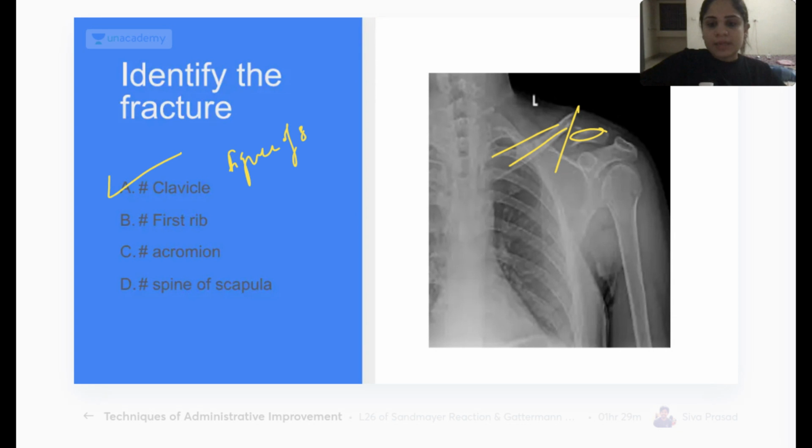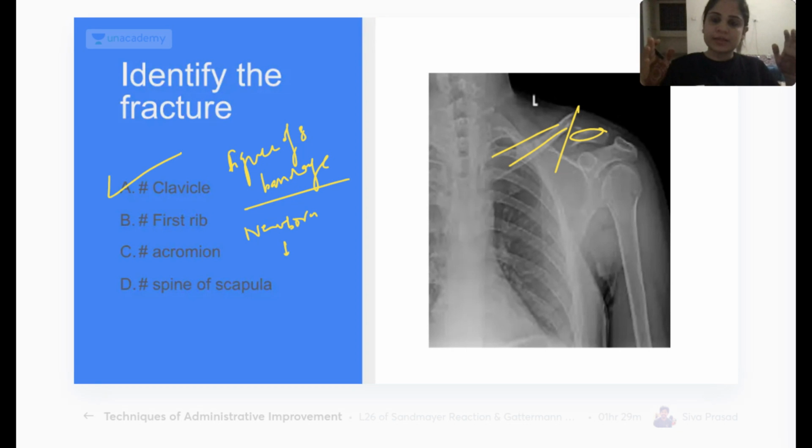What is the most common age group in which you get fracture of clavicle? Is it very common in adults? Figure of 8 bandage comes like this, like an 8 in front of your body and you hold your hand like that. Is it very common in adults? No, it is common in newborns. So why do you get fracture clavicle in newborn? Why do you get fracture clavicle?